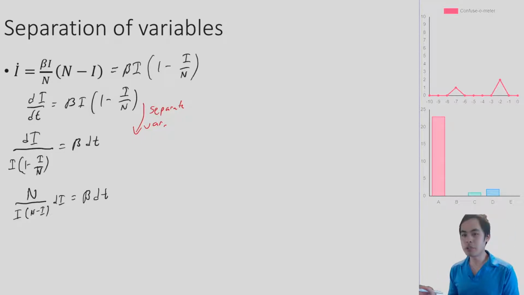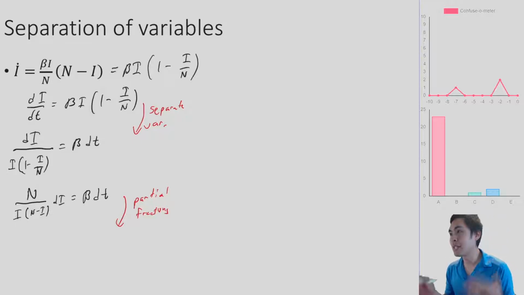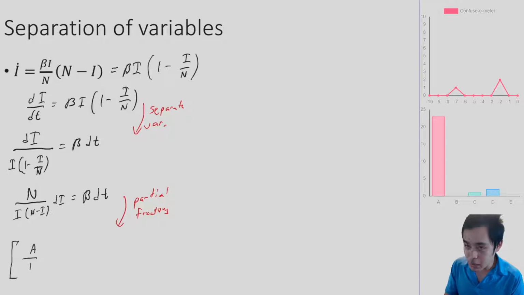Now, this is the part where it's going to get a little bit more complicated, which is we're going to actually use partial fractions now. Remember, we studied partial fractions way back at the beginning of class when we were doing integration. We need to integrate n over I times n minus I. This is a complicated integration because we need to split it up into two pieces. So we're going to get some constant A divided by I, plus some constant B divided by n minus I, dI is equal to beta dt.